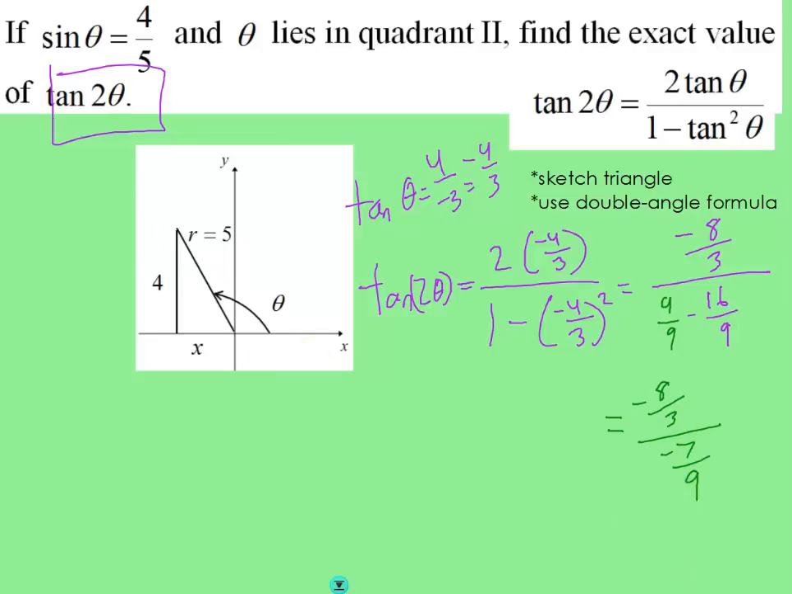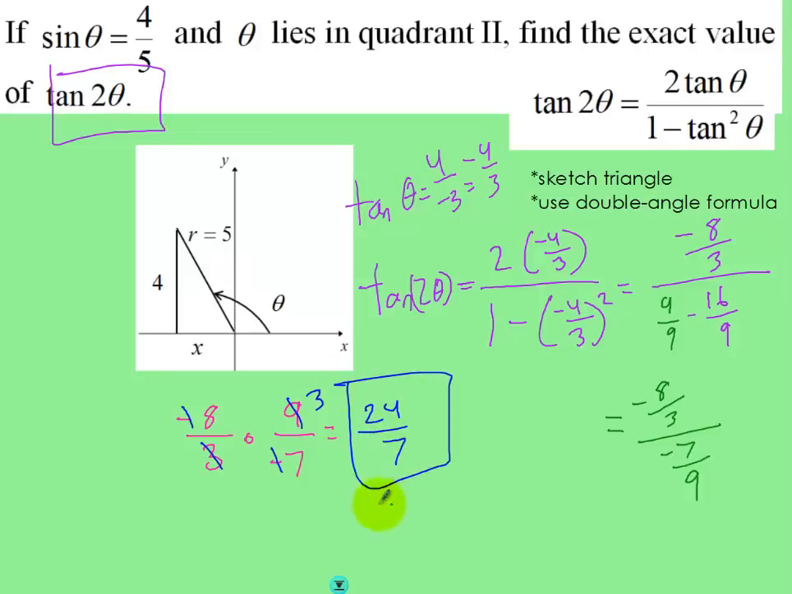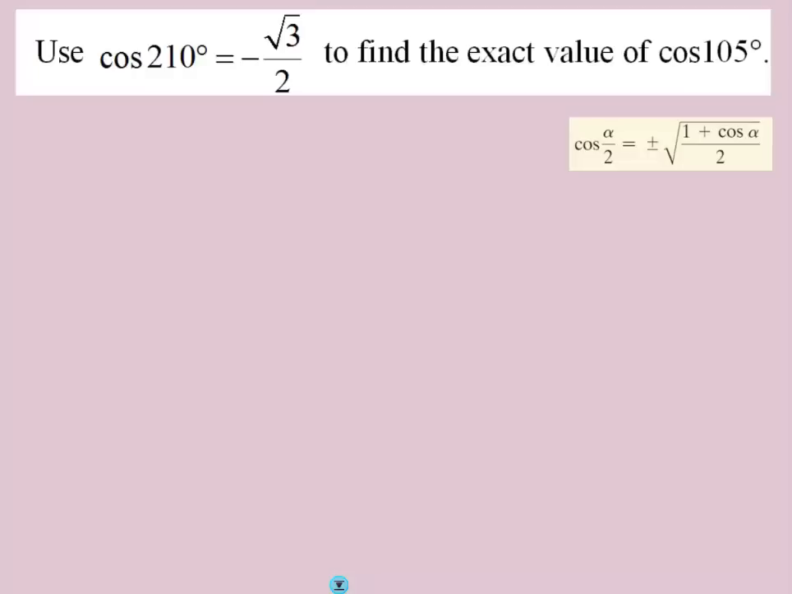When we're dividing fractions, I hate writing fractions over fractions, so I'm going to write that as negative 8/3 times the reciprocal when you're dividing. The reciprocal is going to be 9 over negative 7. And then the negatives are going to cancel. 3 and 9 is going to reduce to 3 on top and nothing on bottom. So I'm left with 24/7 as my answer. And that's it. Let's do another one.